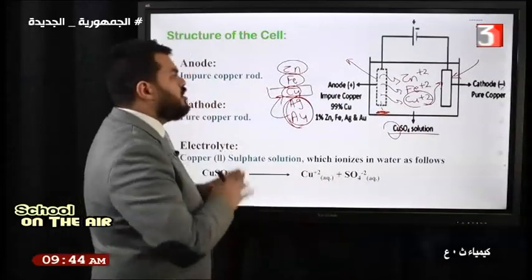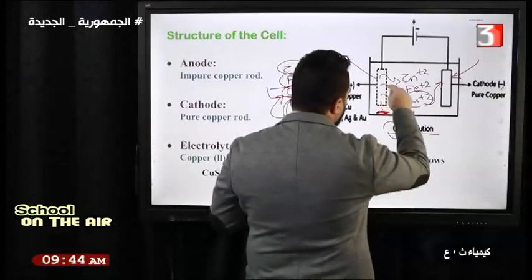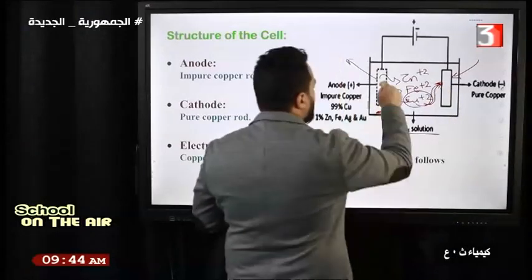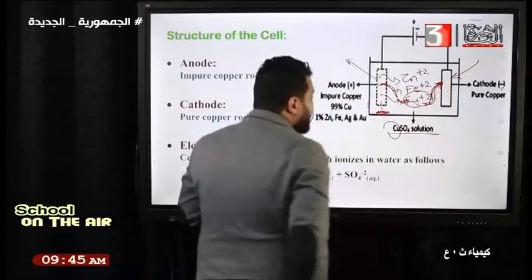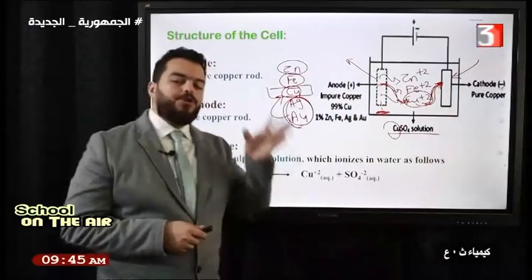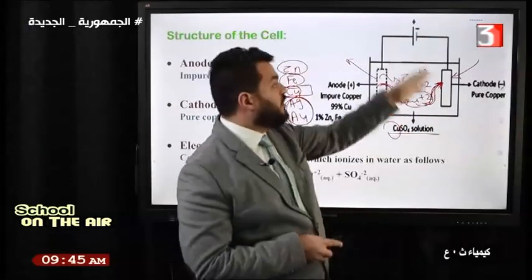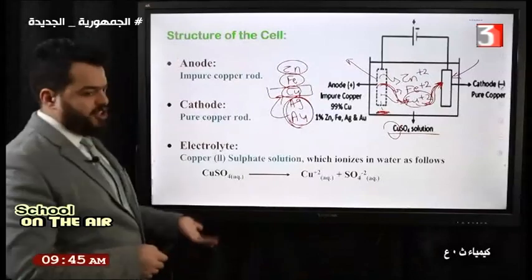So the net result of that purification method is that you make the copper dissolve, then you make it deposit here. It will be oxidized, and after that it will be reduced. So you are doing oxidation and reduction by means of electricity, by means of a non-spontaneous redox reaction.